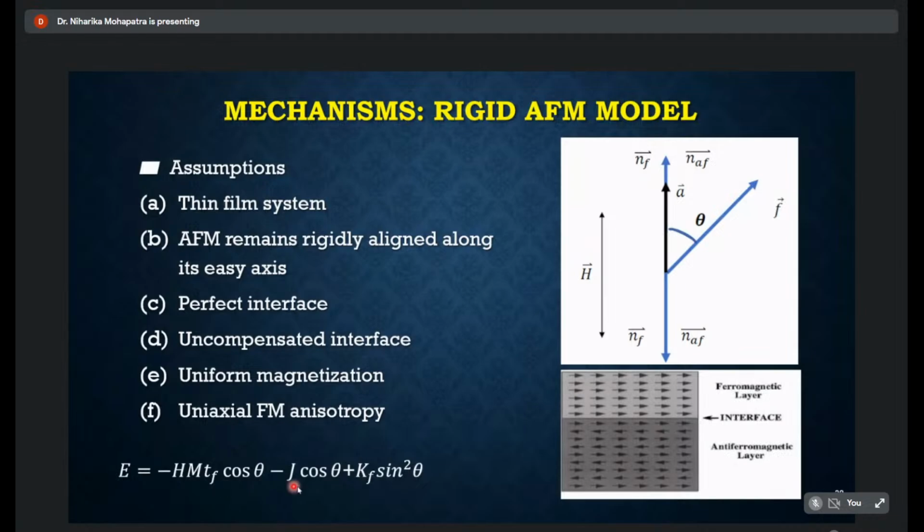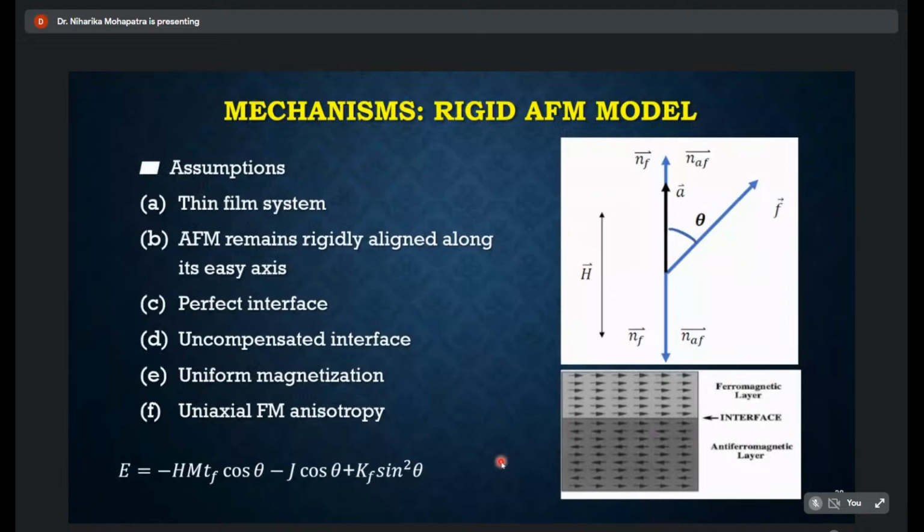So the corresponding energy can be given by this particular equation, where you can find that the interaction term with the field is HM t_F cos theta. This t_F represents the thickness of the ferromagnetic layer. J cos theta represents the exchange interaction between the ferromagnet and the antiferromagnetic layer. And K sin squared theta is the term arising from the anisotropy of the ferromagnetic system. So now this is the energy term.